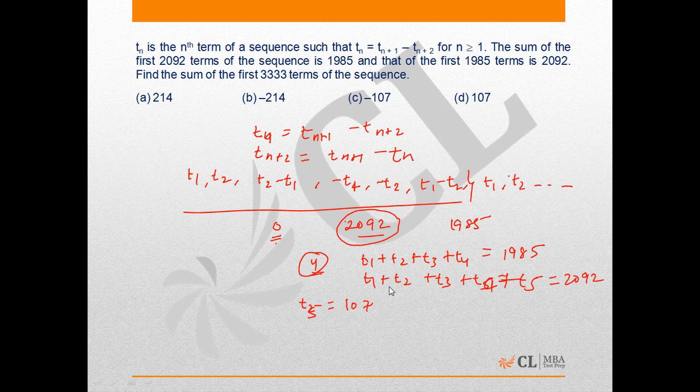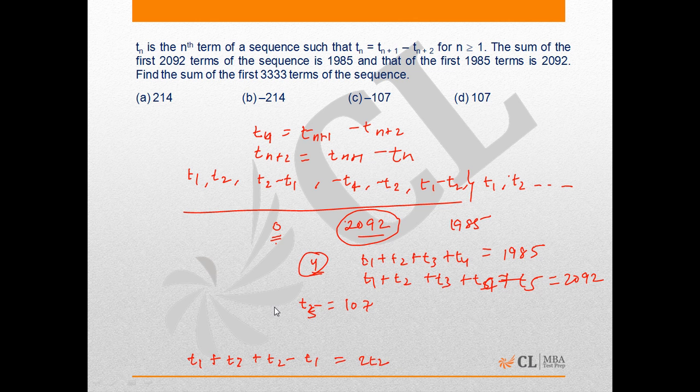and we have to find the sum of the first 3333 terms, which means we need to divide it by 6 and find the remainder, and when we divide this quantity by 6, the remainder obtained is 3. Therefore basically we have to find the sum of T1 plus T2 plus T2 minus T1, which is equal to twice of T2.